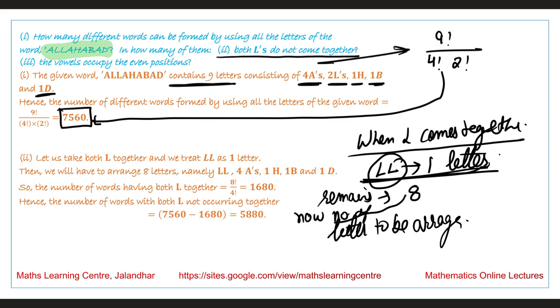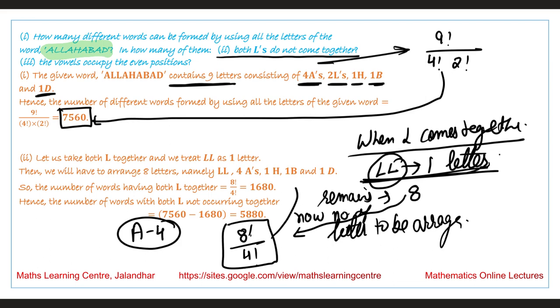And the number of arrangements that we can have is 8 factorial over 4 factorial, because we have 4 A's. So these are the number of words having both L together. That is 1680. The total number of words we have over here is 7560.